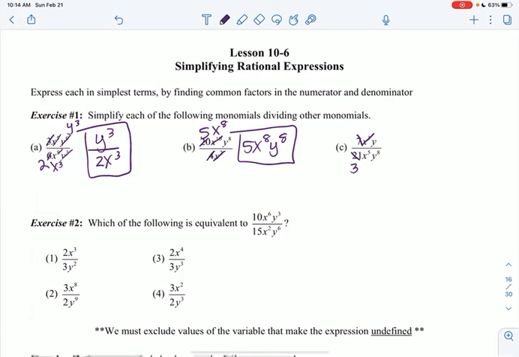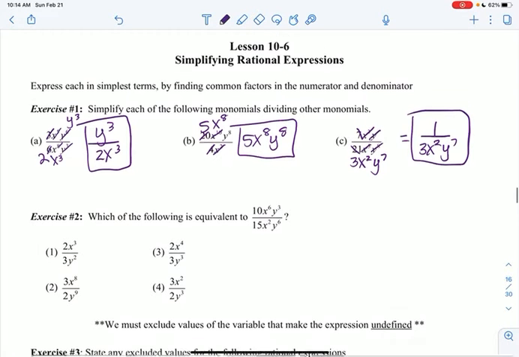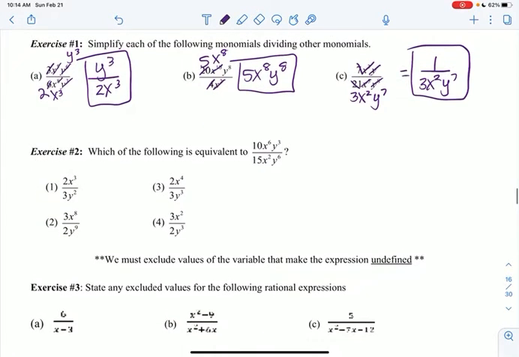The 3 x's on top are going to cancel with 3 of the x's on the bottom, but I had 5, so I still have 2 left. And the 1 y on top cancels with 1 of the 8 y's, but I still have 7. Now I do need a placeholder of 1 on top, and then I have 3x squared y to the 7th. So those are just monomials, so those were pretty easy to do. You're just going to be canceling out.